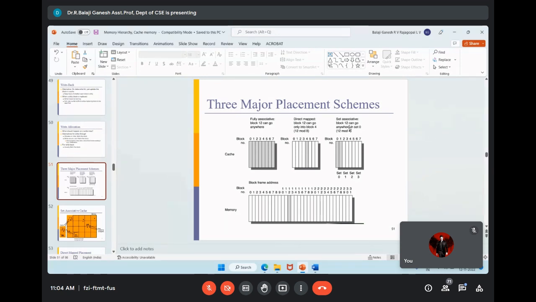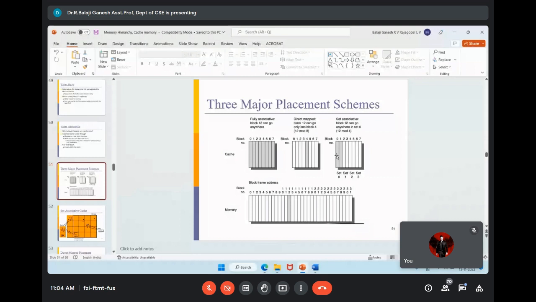But in the case of set associative, your cache memory is split into sets. Each set can have 2, 3, or 4 blocks, depending on the design. In this example, each set has 2 cache memory blocks, so we call it two-way set associative. If 4 contiguous cache memory blocks are recognized as one set, then it is 4-way set associative cache mapping. So this is an example of two-way set associative.